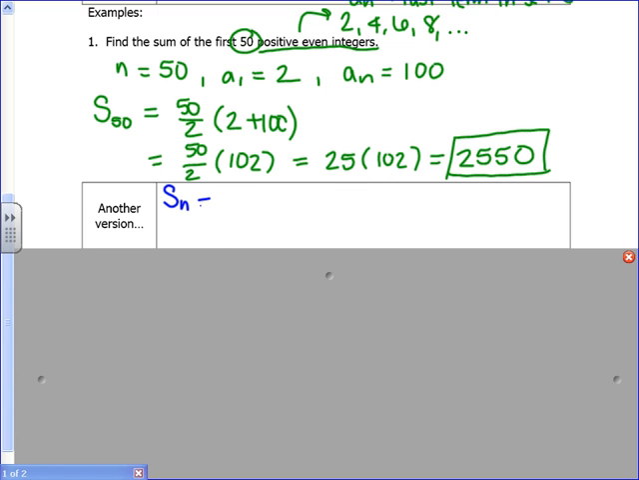S sub n equals n over 2, so it starts out very similar to the last one, but this is where it's going to change. 2 times a sub 1, so 2 times the first term, plus n minus 1 times d. Now d is our new variable in this formula. Notice there is no a sub n. You're going to use this one when you don't know what that last term in the series is. But we do have something that's different. That is our d, and our d in this is going to be our common difference.